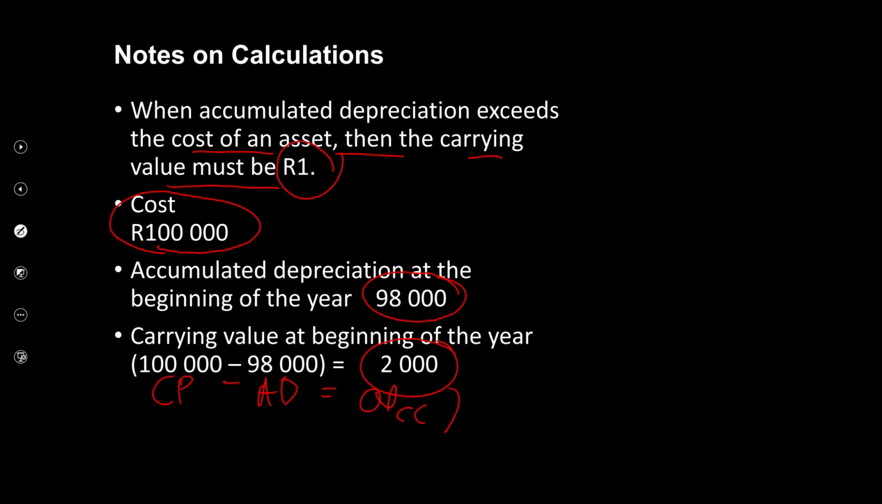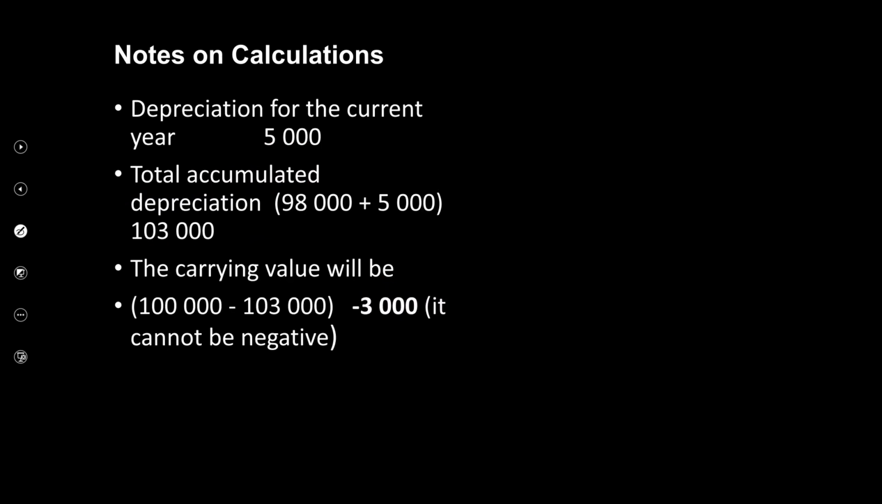There we go. There's my carrying value. Okay, now, they tell you depreciation for the current year amounts to 5,000 rand. You're not expected to do the calculation. They're telling you that the current year's depreciation is 5,000 rand. Okay, let's do that. If I take my 98,000, which is my accumulated, plus my current year's depreciation of 5,000, I find that I now have an accumulated of 103,000. Obviously, the 98,000 plus the 5,000.